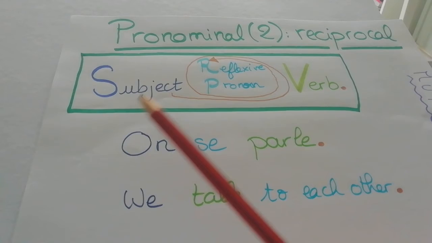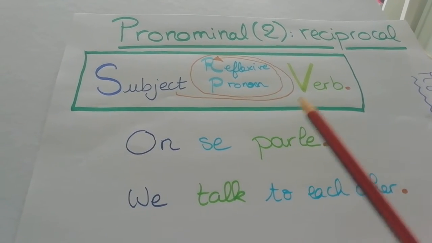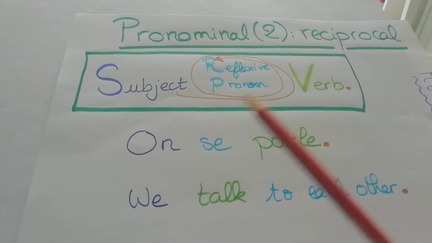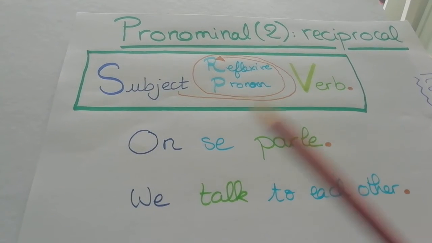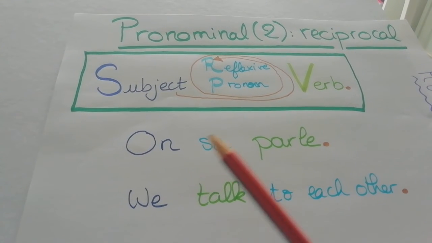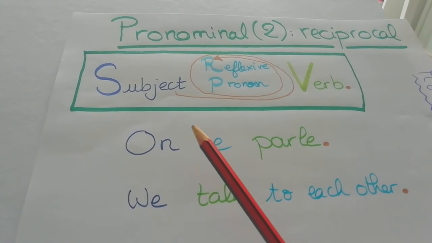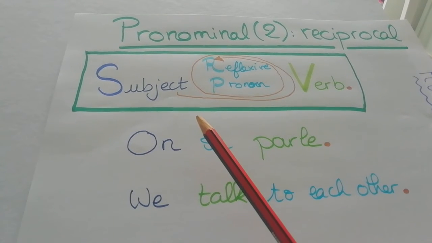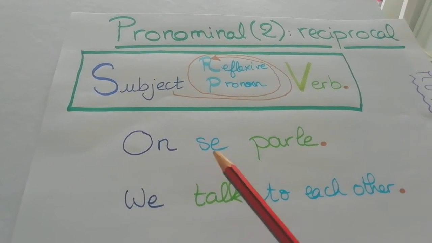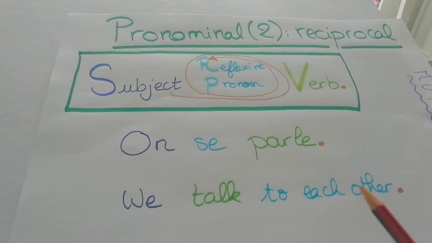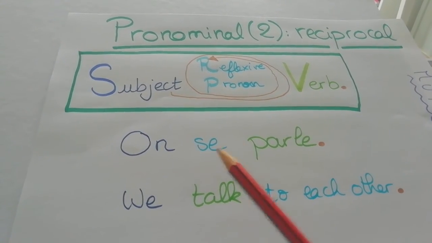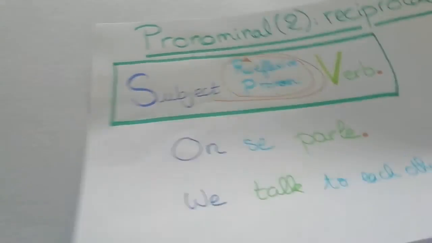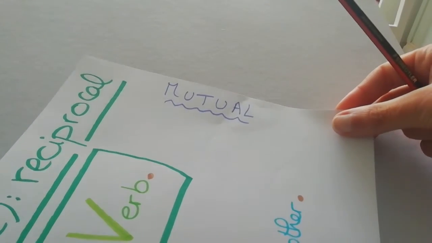So you have your subject, you have your verb, and the reflexive pronoun shows that there's a bunch of people acting together and the action is mutual. So for example, on se parle. If you take away se, then you have on parle, which is just we talk. But on se parle is we talk to each other. So we to each other talk. So you have an idea of mutual action here.